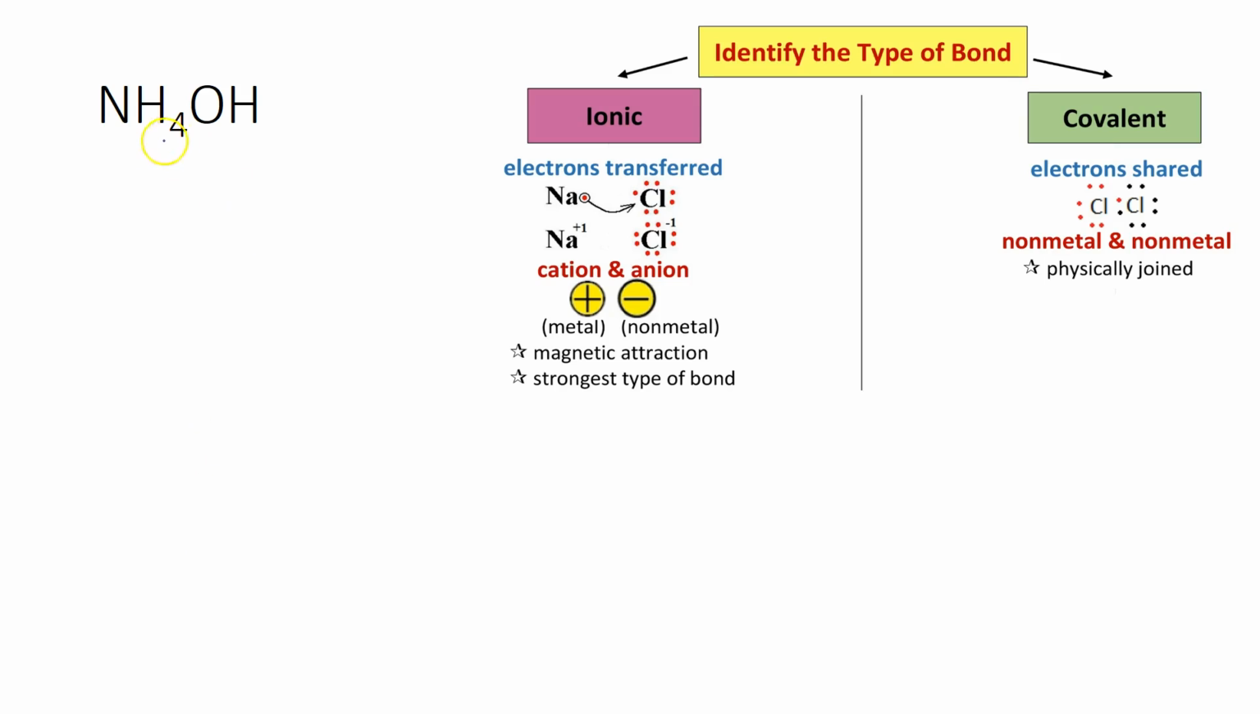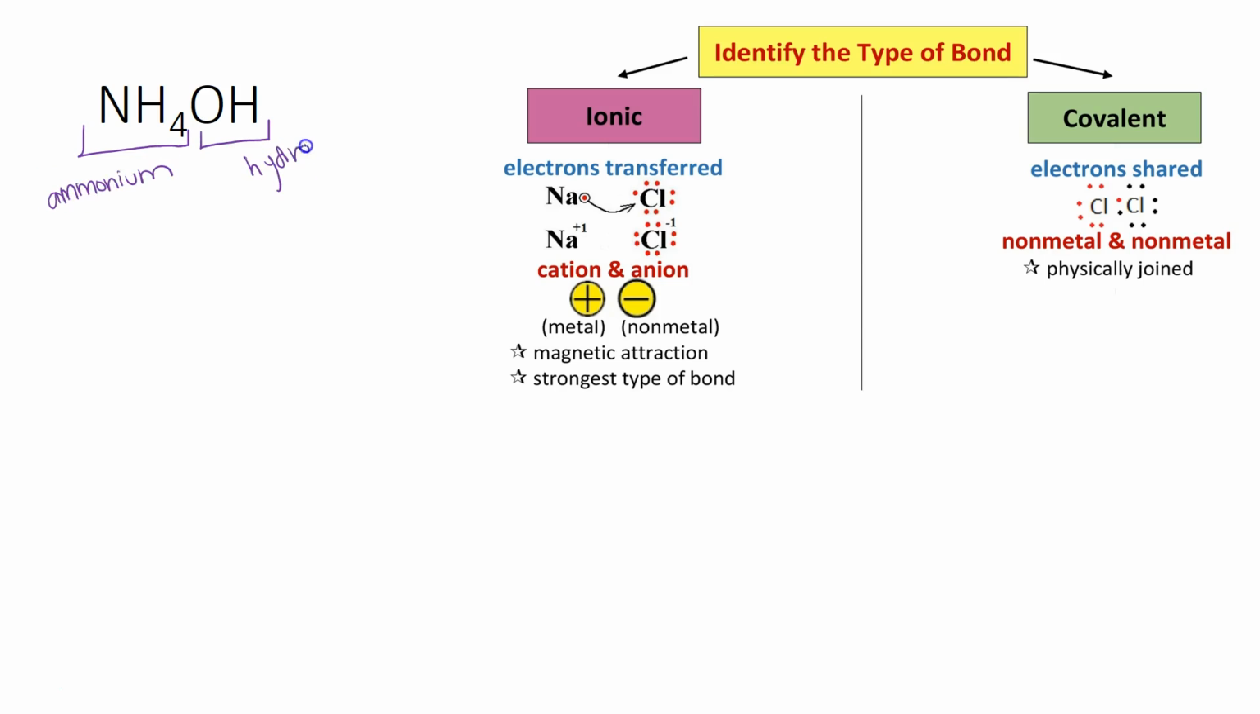This one, people are like, all of these are nonmetals. Nonmetal, nonmetal, nonmetal, nonmetal. It's all nonmetals. Surely it must be covalent. No, let's take a look. So this is a polyatomic ion. This is a polyatomic ion. This is going to be ammonium hydroxide.